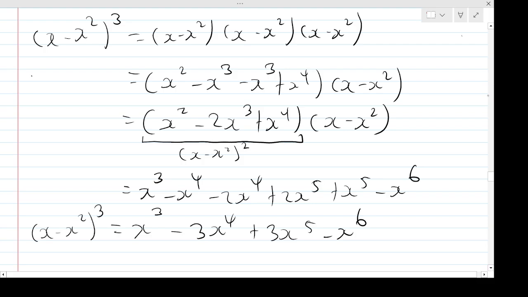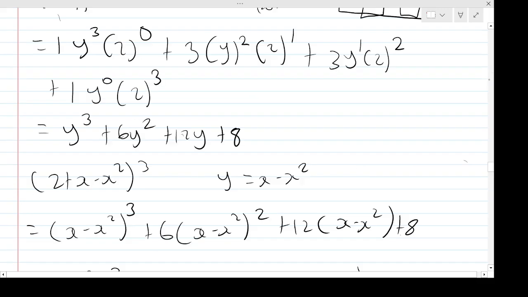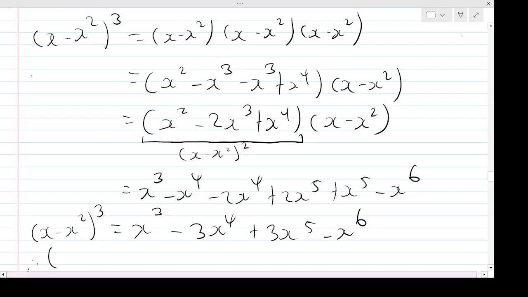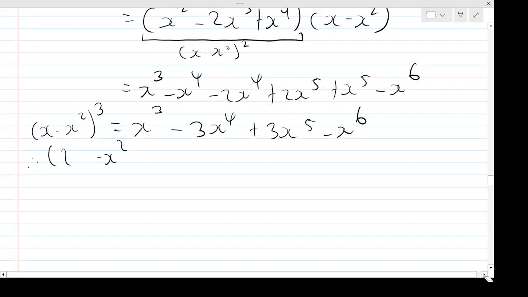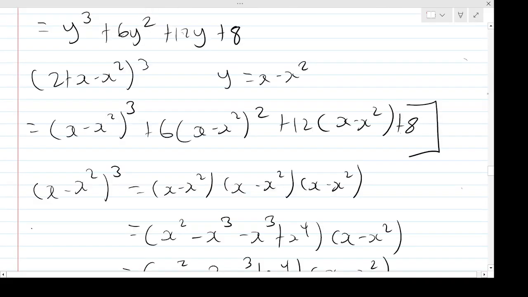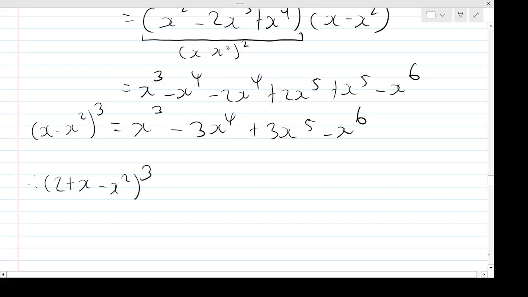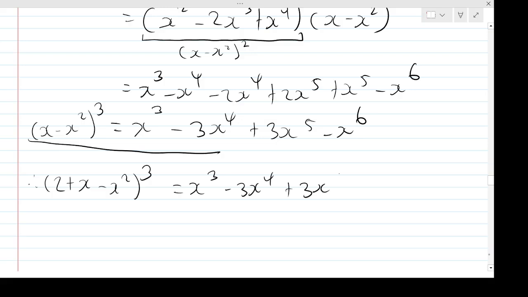So I can substitute that result in, and again, this bracket squared, the thing I've highlighted, underlined there, into this expression here. So therefore, 2 plus x minus x squared to the cubed is x minus x squared cubed, which is this, right? x cubed minus 3x to the 4 plus 3x to the 5 minus x to the 6.